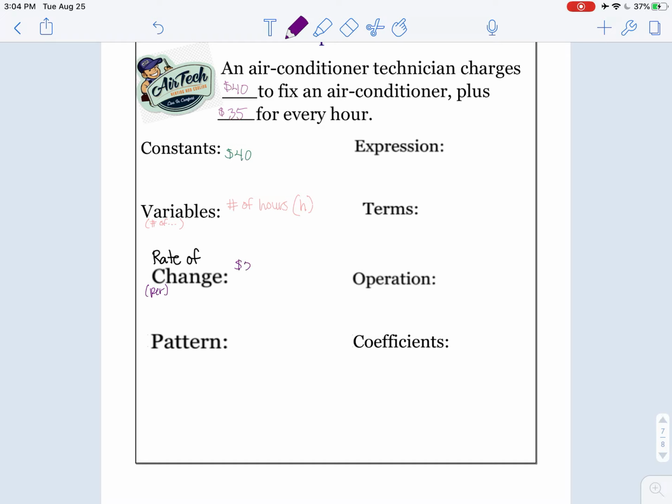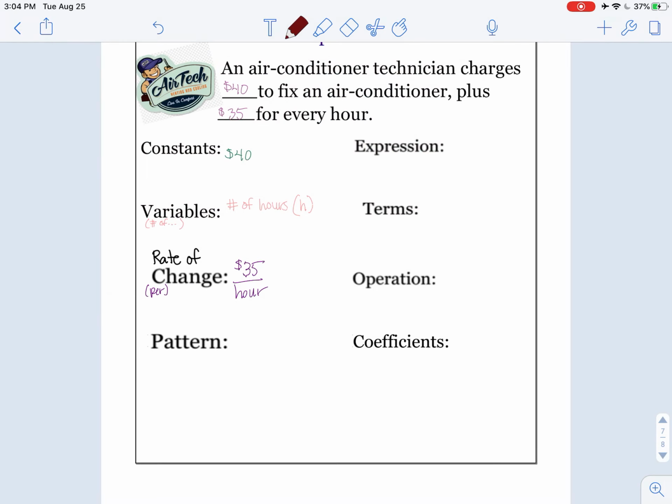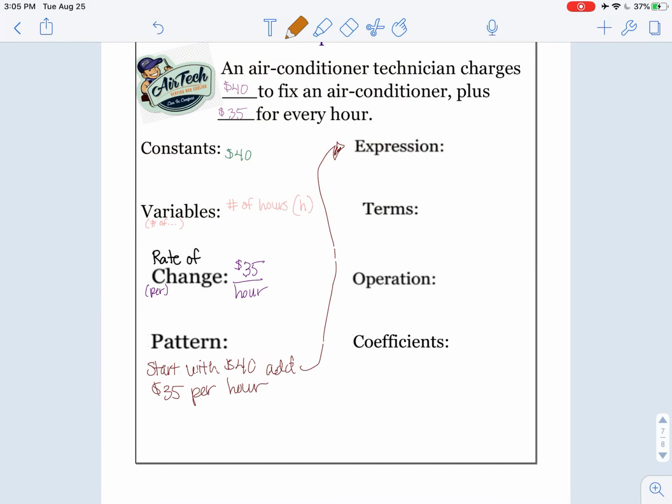$35 per hour. Remember, we write this as a fraction with those two units, the dollars per hour, $35 per hour. So let's identify our pattern. We start with $40 and we add $35 per hour. And now by using those words, we can find a way to write our expression.